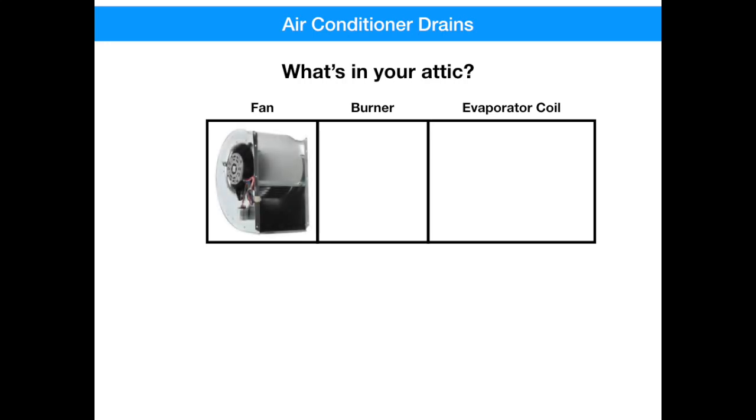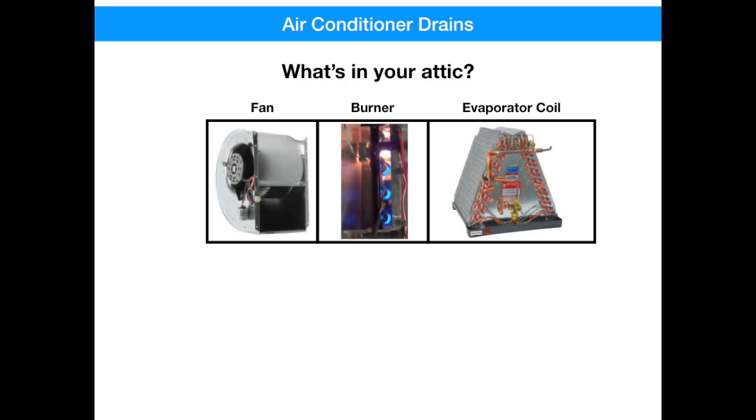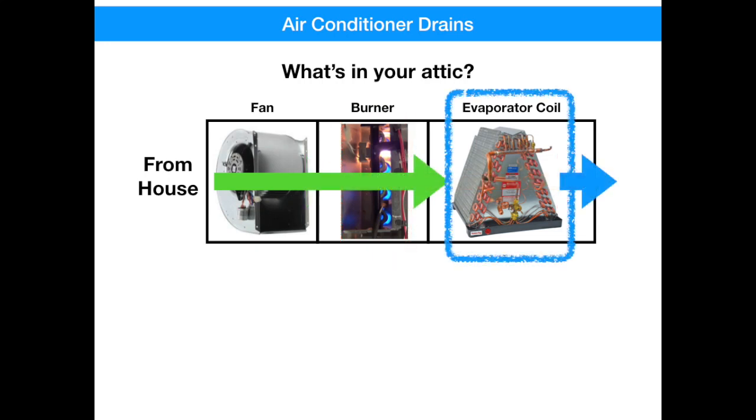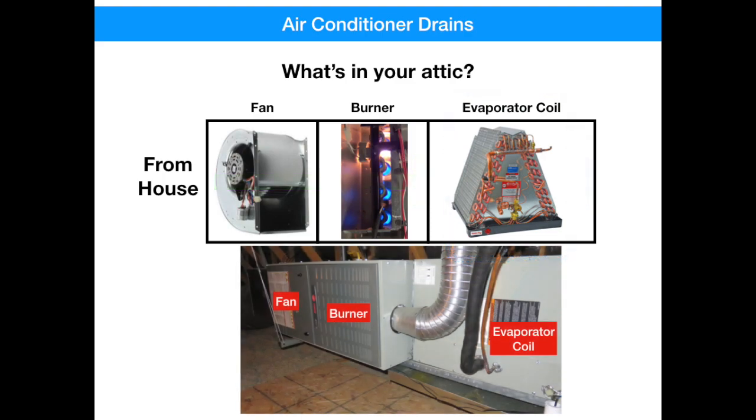unit. It has a fan, a gas furnace, and an evaporator coil or cooling coil, also called an A-coil because of its shape. The fan draws air through your filters and up to the air handling unit. When it's cold outside, the air is heated by the furnace, and when it's hot, the air is cooled by the evaporator coil. Here's what the unit actually looks like in your attic.